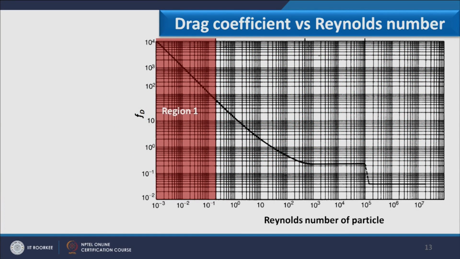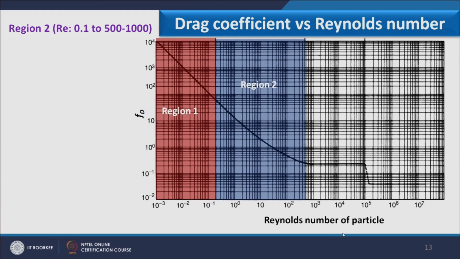So, the first region we have already covered. Now, we are finding the second region. The second region varies from 0.1 to 500 to 1000. This is the second region, where it stops at 500; the range 500 to 1000 we can take, and here we have taken 500. In this case, the slope of the curve varies from minus 1 to 0, because at the end of this region the slope is reaching 0.